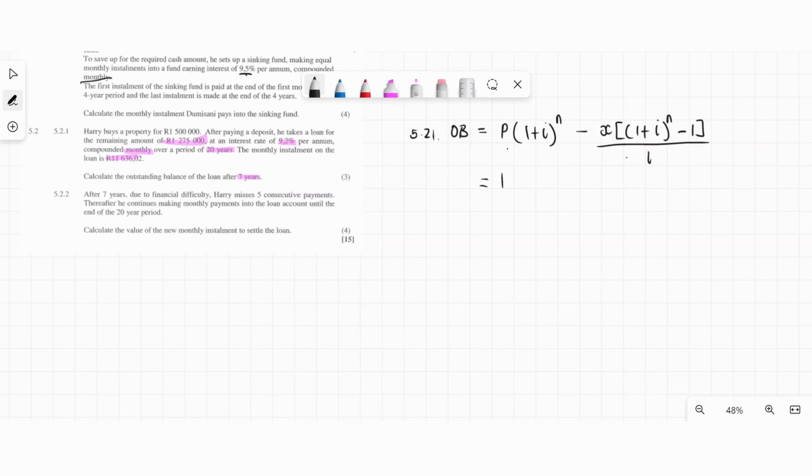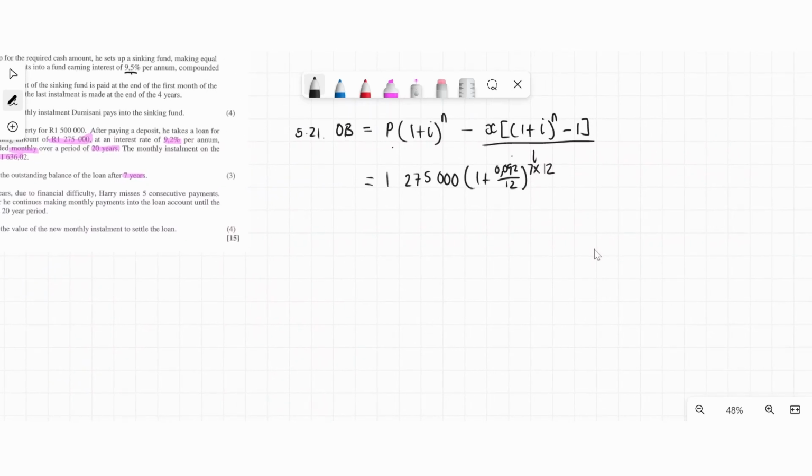So it's going to be then 1 plus, what's our i? They tell us it's 9.2, so it's going to be 0.092 divided by 12, because it's compounded monthly, to the power what? 7 years, multiplied by what? Multiplied by 12. Right, let me move the screen here like this so that you can see it.